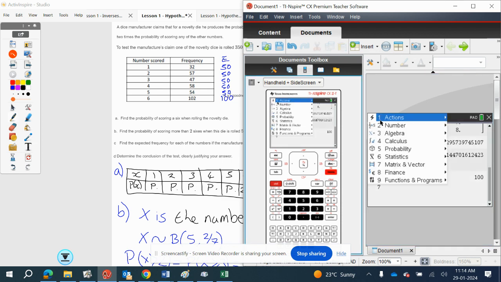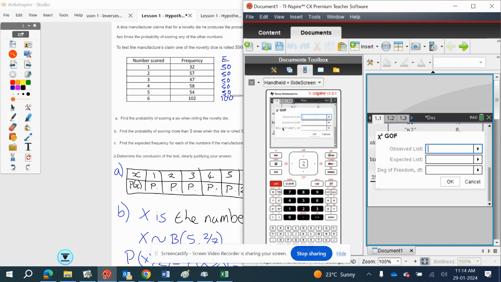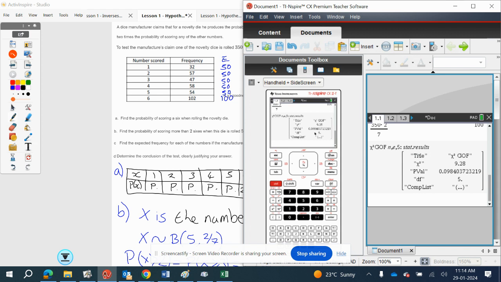So to do the test, we need menu, statistics, stat tests, and the goodness of fit test. Our observed is N, our expected is F. How many degrees of freedom do we have? There are always going to be 2 columns, so you only really need to know the number of rows. There are 6 rows, so the degrees of freedom will be 5. This gives us a p-value of 0.984.